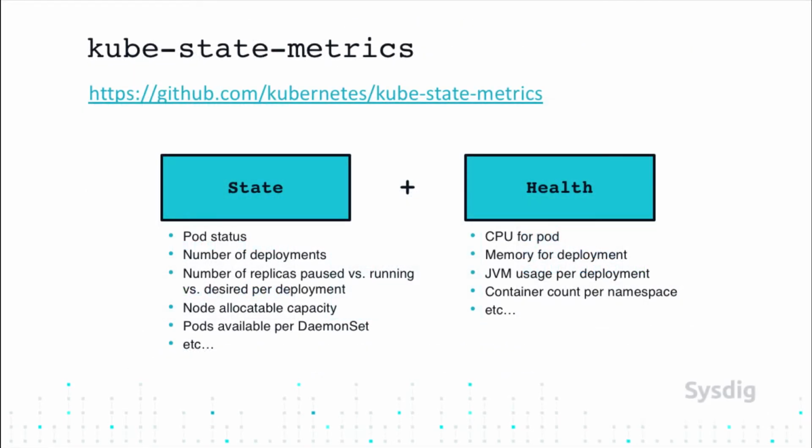Now, over the past year, a project called kube-state-metrics has gained momentum, and what kube-state-metrics does is give you information about the state of Kubernetes objects such as deployments, namespaces, nodes, and pods. With Sysdig Monitor, we're able to provide state information in addition to health status with resource usage and performance data. Now, this gives you a very comprehensive view of what's happening in your Kubernetes cluster.